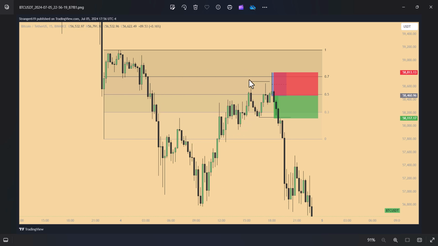And then one more time, deeper into the zone on the 50%, 70% level, you can read the market structure right here to take the expansion leg, and price traded heavily to the downside, right? Let me show you another example.